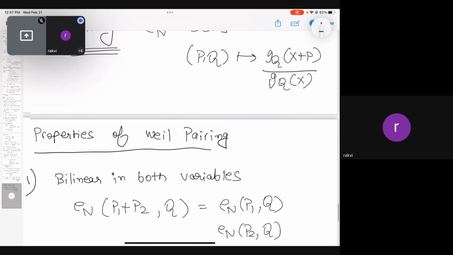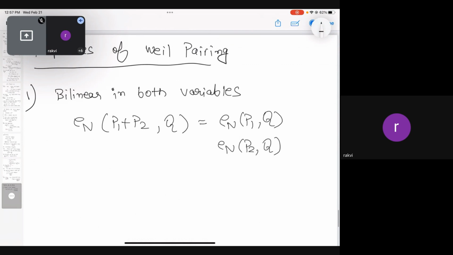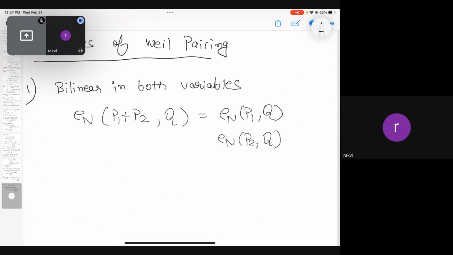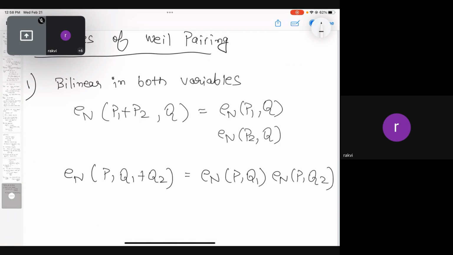Here we have roots of unity, so our operation is multiplication. That's why you see multiplication here. If your codomain was an additive group, or if the operation was addition, we would be adding here instead of multiplying. And this works in both variables. So if you fix p and we add q1 plus q2, this is the same as doing en of p comma q1 and then multiplying it with en of p comma q2. Okay.